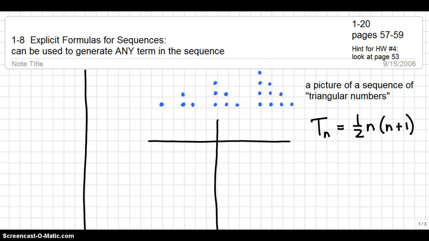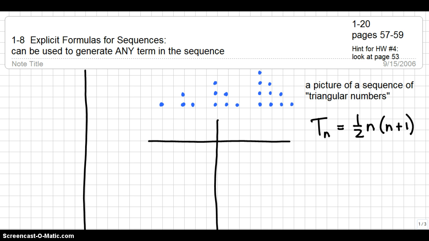This lesson is for Advanced Algebra Lesson 1-8 on explicit formulas for sequences. We will talk about sequences a couple other times this year, and we will learn some other formulas for sequences. Today we're just going to focus on the explicit formula, and what's nice about the explicit formula is that it can be used to generate any term of a sequence.